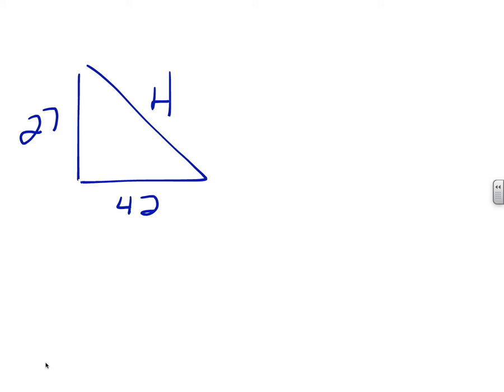Let's try another one. Let's say this is 27. Oops, we don't want angles, right? What a crazy math. Let's say that this is 27 and this is 42. And this is H for hypotenuse, and this is P, and this is Q, and we want to find out what these are. Of course, that's 90.